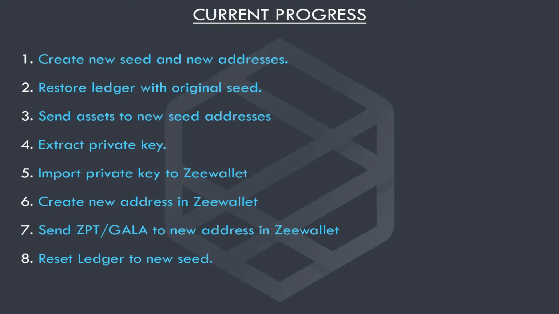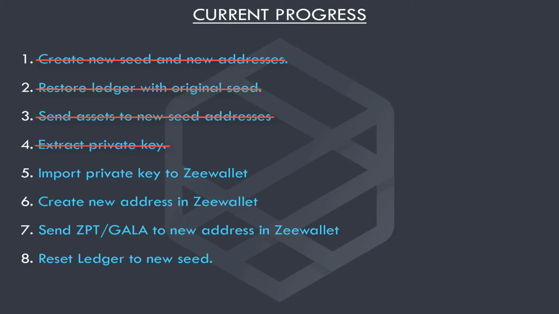So at this point you should have created a new seed and addresses for that seed. You should have also restored the ledger back to the original seed. Then you should have sent all your assets to the new seed addresses apart from ZPT and GALA. And finally, you should have extracted the private key from your original seed.